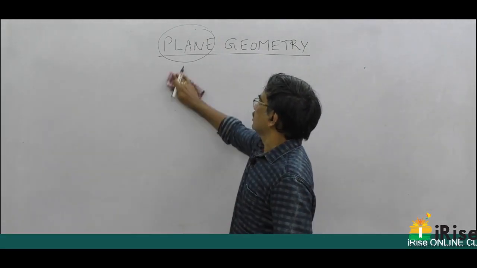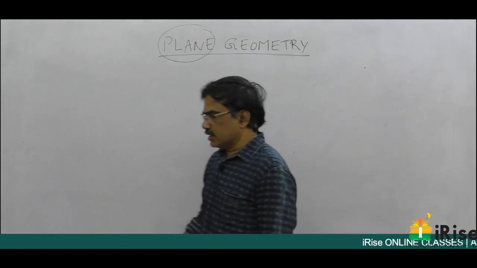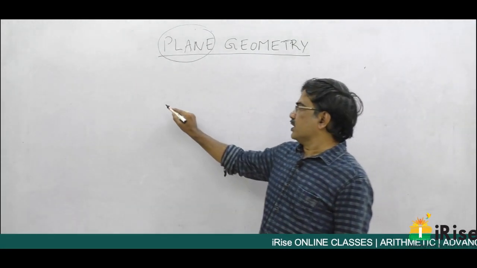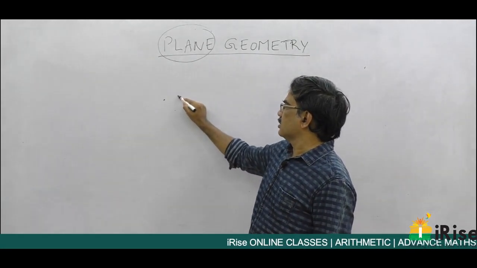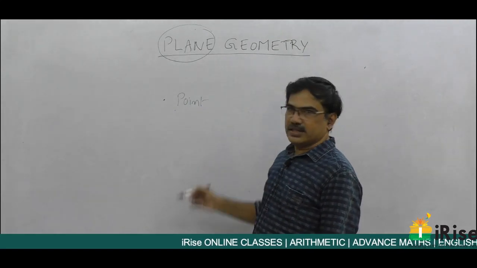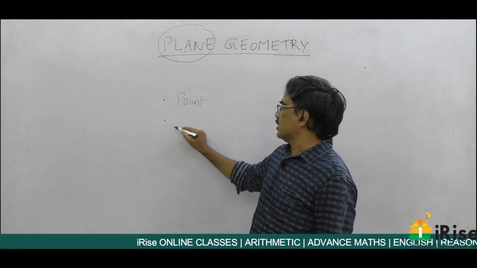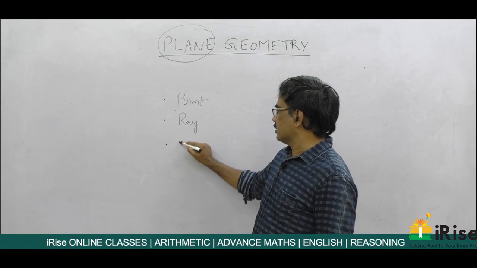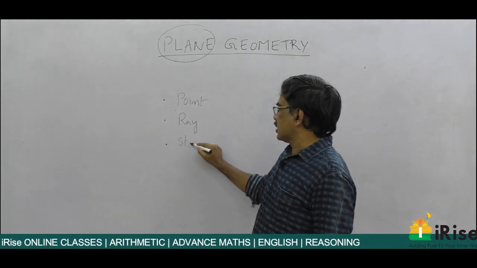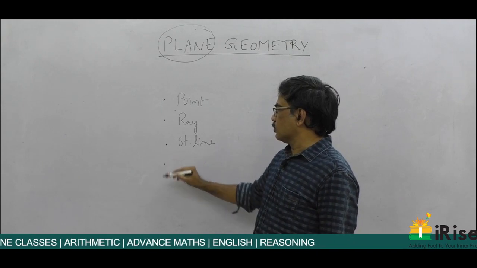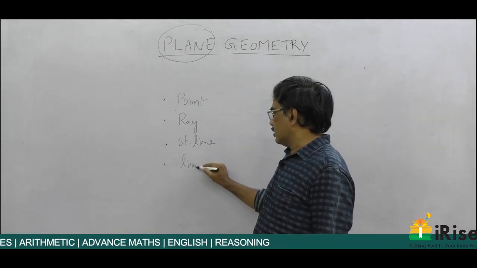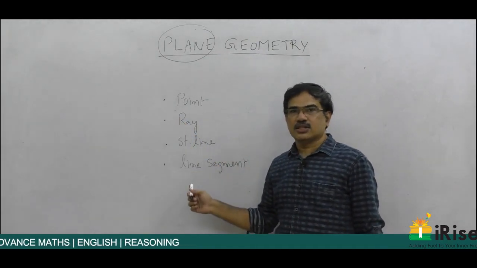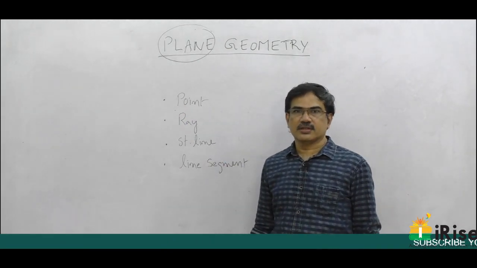Next, in this topic, there are 4 important terms. One is a point. Second one is a ray. Third one is a straight line. And the fourth one is a line segment. We use these terms throughout this topic.